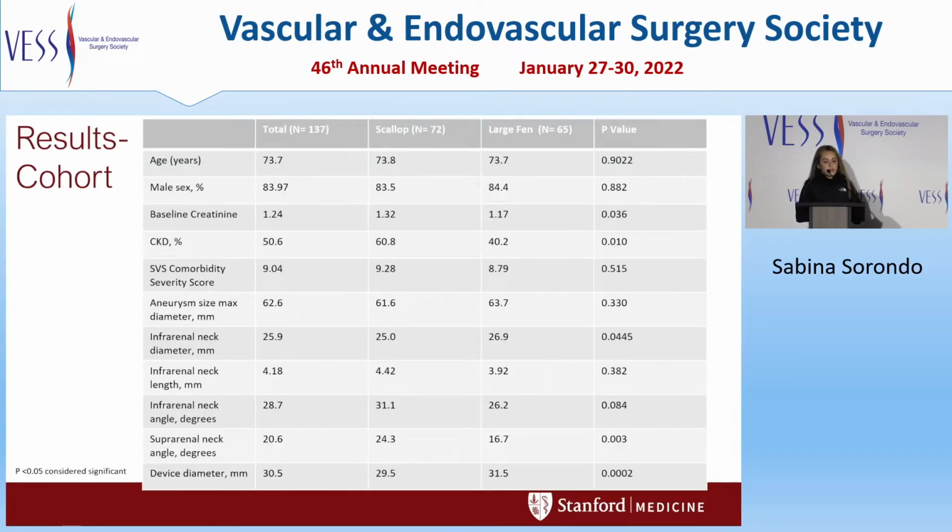Amongst our cohort, the average age of patients was 73.7 years, and a majority were male. Differences existed between baseline creatinine and CKD, both of which were higher in the scallop group. Infrarenal neck diameter, suprarenal neck angle, and device diameter also differed significantly. A potential explanation for the difference in neck angulation is the preferential use of a scallop in a more tortuous aorta, again, to allow for the ability to place a stent if need be.